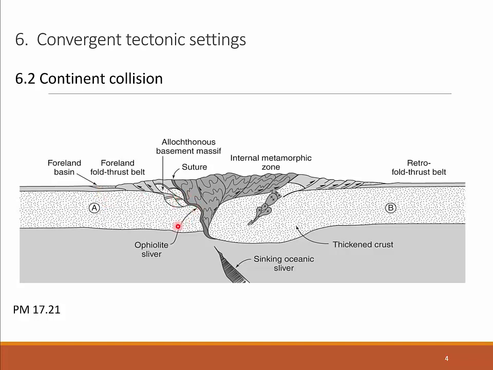Foreland basins can be related to the formation of these structures. The former passive margin might be buried deep and might undergo metamorphism, and the internal metamorphic zone will experience high pressure and high temperature metamorphism. Also, the former magmatic arc will undergo deformation, and the granites and gabbros will turn into gneisses and, depending on temperature, perhaps even into granulites.